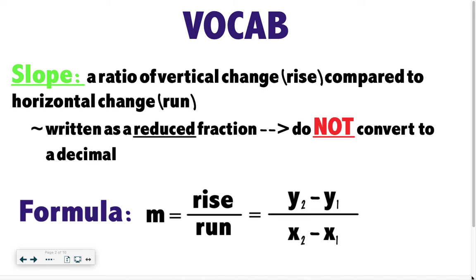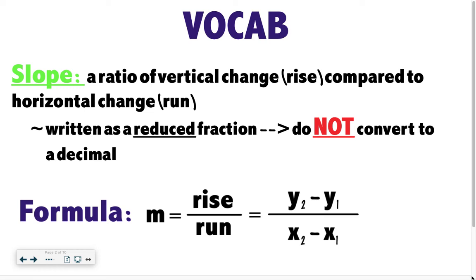When we are talking about slope in math, we write it as a reduced fraction. We never convert to a decimal, okay? That's a big difference between slope and rate of change. In previous sections, I let you convert rate of change to a decimal. Slope, I never want to see a decimal, okay? I want a reduced fraction.